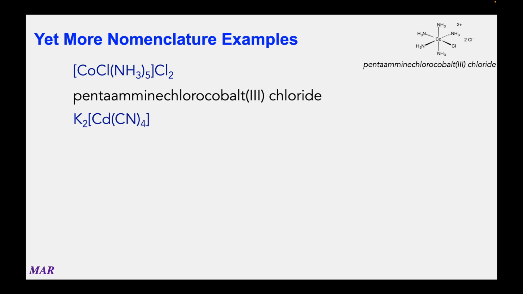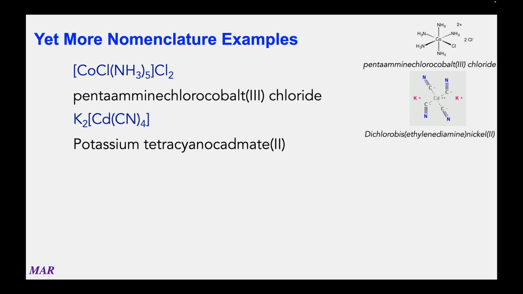Cadmium here is part of the anion. This is an example. We would have potassium, space, some kind of anion. And in the anion part, that's where the cadmium is. So you've got tetracyano, 4 cyanides. Cadmium will be cadmate because it's part of the negative part. And if you figure out the charge, that's a cadmium 2. So I would call this potassium tetracyano cadmate 2.